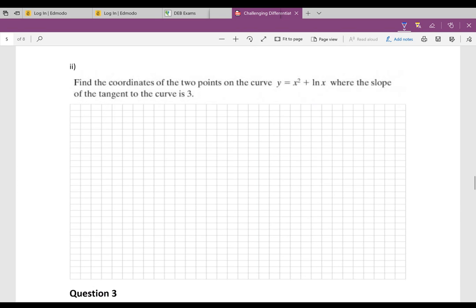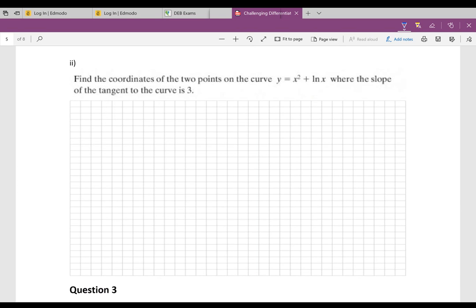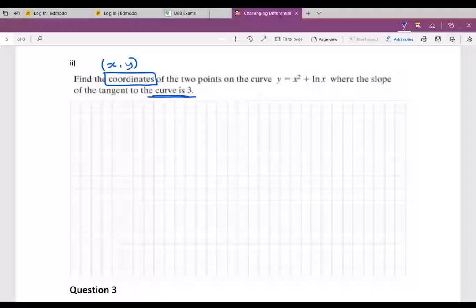Find the coordinates of the 2 points on the curve where the slope of the tangent to the curve is 3. So this time you know what the slope is. You don't have something to sub in for x. I'm also asked for coordinates, so it wants x and y.